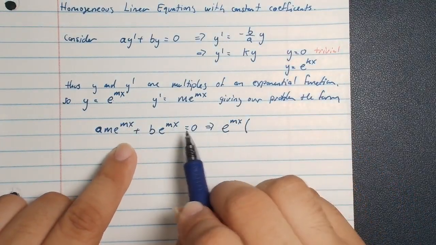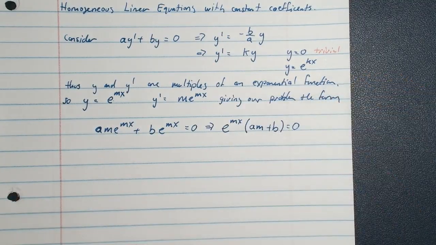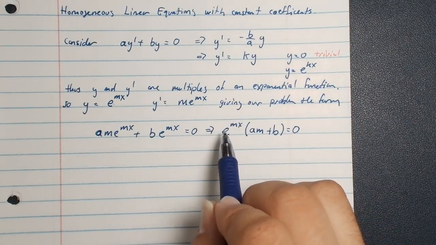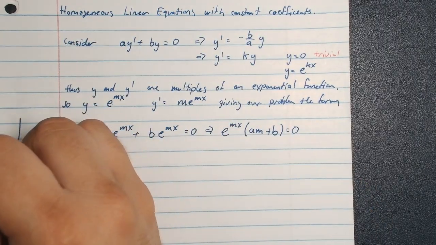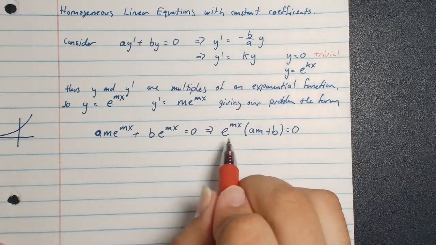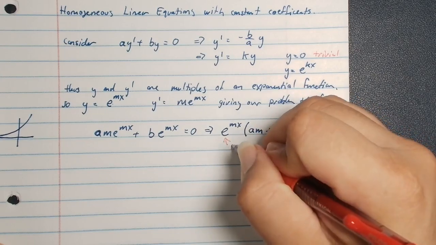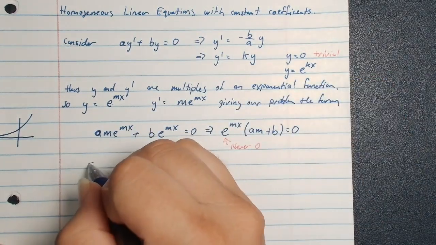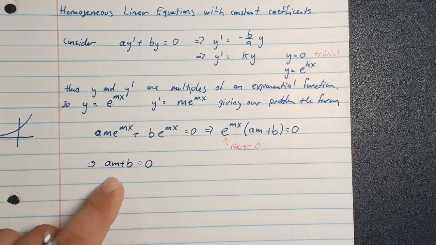So here I've got e to the mx, which I can factor out, giving me am plus b equals 0. You say, okay, so what? Well, notice that this can never equal 0. The exponential function is never 0. It approaches 0 asymptotically, but it never actually reaches 0. So since this is never 0, in order to solve this equation, this other factor has got to be 0. So the problem reduces down to just am plus b equals 0, which is very easy to solve.